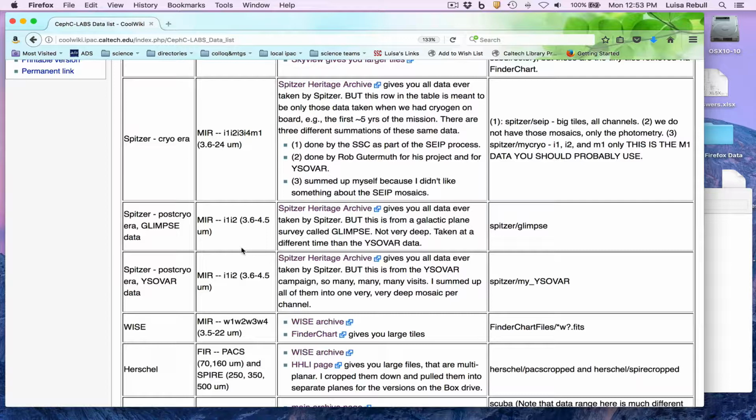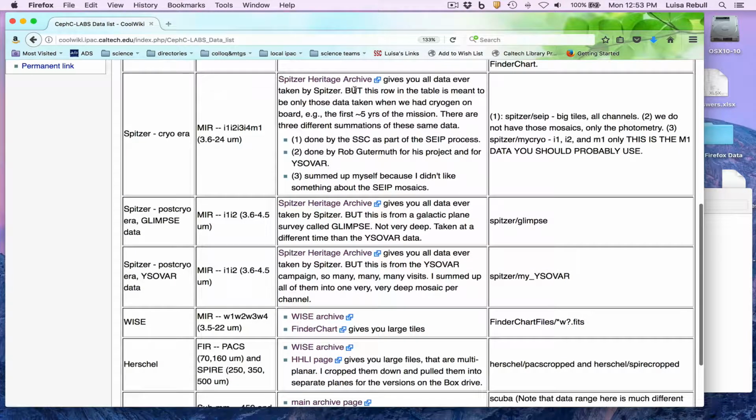Now, Spitzer. Spitzer gets complicated because there are different kinds of data taken at different times, and remember, time matters for some of what is the whole point of the Spitzer data. So let's do the easy one first. When Spitzer still had cryogen on board, it could observe in 4 channels of IRAC and 3 channels of MIPS, but we're only going to use the 1 channel from MIPS, the 24 microns. So there's 4 bands of IRAC and 1 band of MIPS. If you go to the Spitzer Heritage Archive, that is the place to go to get all the data ever taken by Spitzer. But this row is talking about just the data taken when we had cryogen on board. In other words, data taken during the first 5 years of the mission.